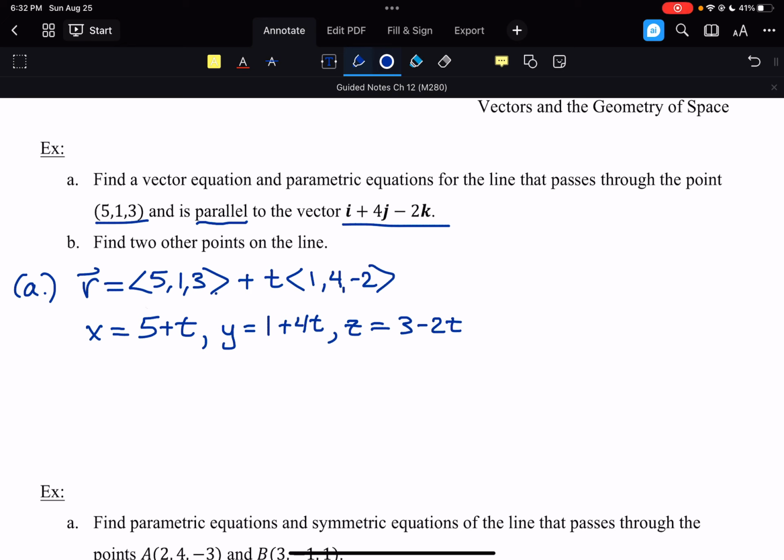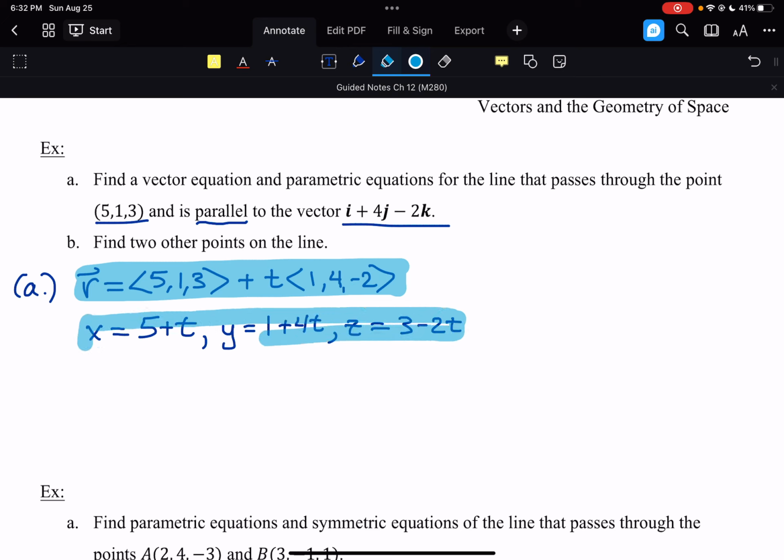So this up here is the vector equation of the line. And these are the parametric equations of the line. And then for part B, it says find two other points on the line.